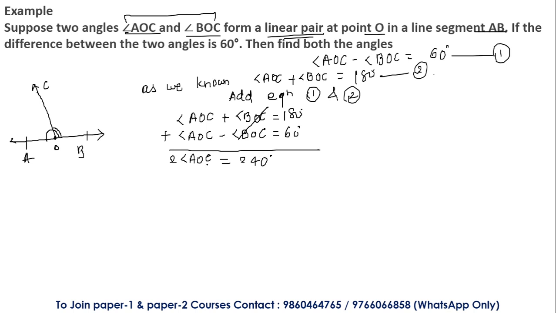So if 2 angle AOC is equal to 240 degrees, then angle AOC will be equal to 240 divided by 2, that is equal to 120 degrees. So I have got angle AOC here. Now I can find angle BOC as well, right? If I put angle AOC's value in either of the given equations 1 or 2, I can simply find out the value of angle BOC as well.